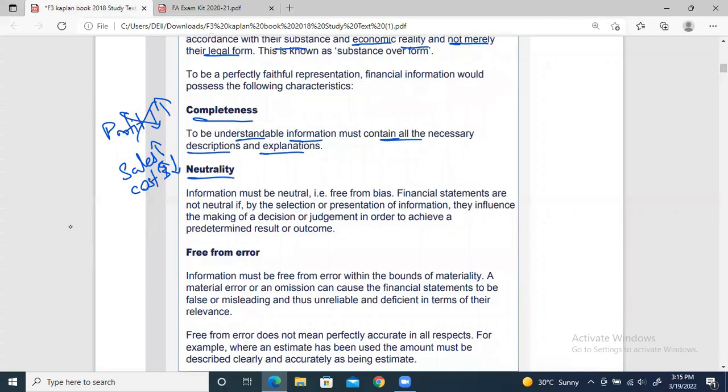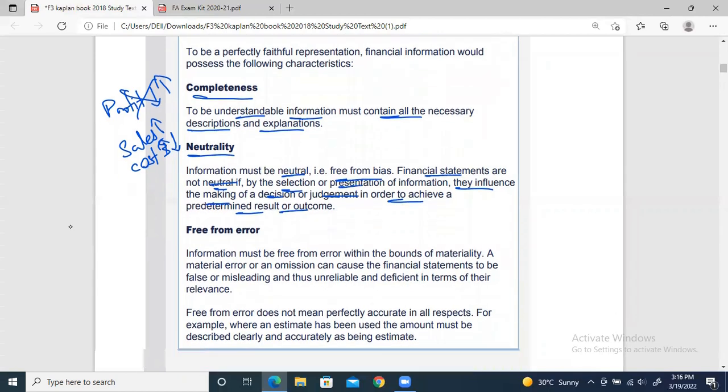Now, secondly, neutrality, right? So information must be neutral. That means free from bias. There should not be any bias. Financial statements are not neutral if by the selection or presentation of information they influence the making of a decision or a judgment in order to achieve a predetermined result or outcome, right? So we need to be neutral. We don't have to be very subjective that we have to increase the profit in every case. It's not like that. We have to be neutral.